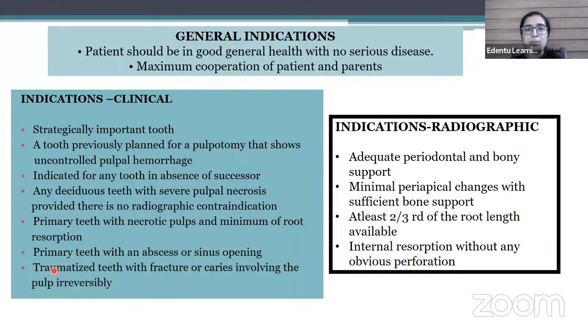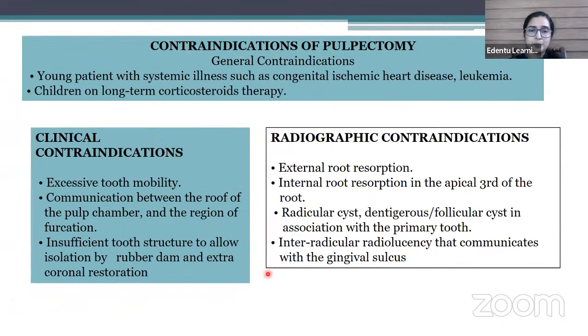Now talking about the radiographic indications for the same: adequate periodontal and bone support, minimal periapical changes with insufficient bone support, at least 2/3 of the root length should be available, and the internal resorption without any perforation. Okay, so just having a very good idea regarding the indications. So always write it as general indications, clinical indications, as well as the radiographic indications.